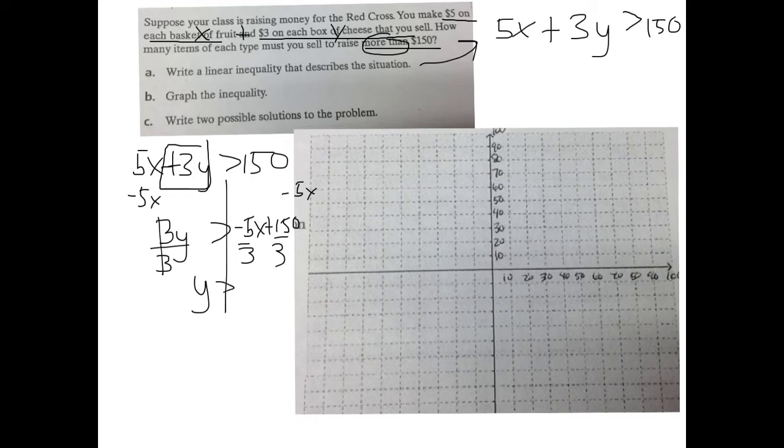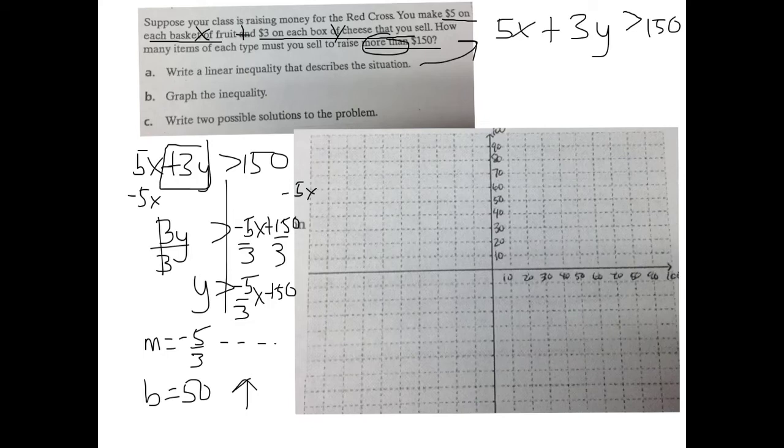Y greater than stays greater than because I divided by a positive. Negative 5 divided by 3, so it's negative 5/3 x. And then 150 divided by 3 is 50. So I have an m, or slope, of negative 5/3. My b is 50. Greater than is shade up. And because it doesn't have the equal to, it's a dotted line. So these are all the things we learned in class last week.